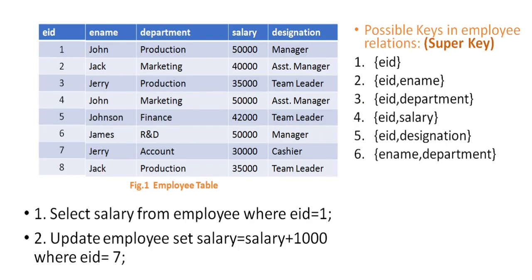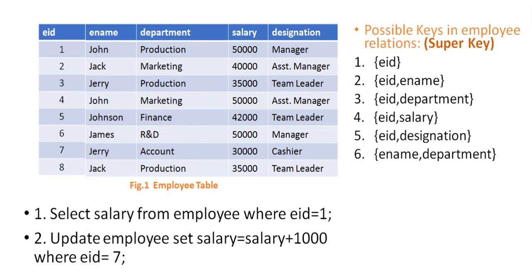So another key is employee name and department. Now let's see how employee name and department, this set is a combination, this set is a key. When you take one combination like employee name is John and department is production, okay, now we have another employee with the same name, John, but that John is working in the marketing department. So John production, this one combination is different from John marketing, this is another combination. So ename and department can be a key.